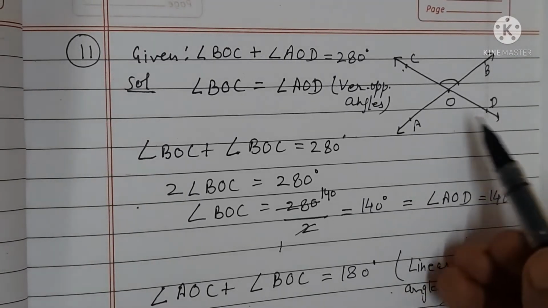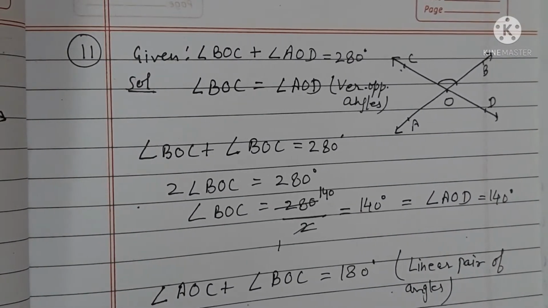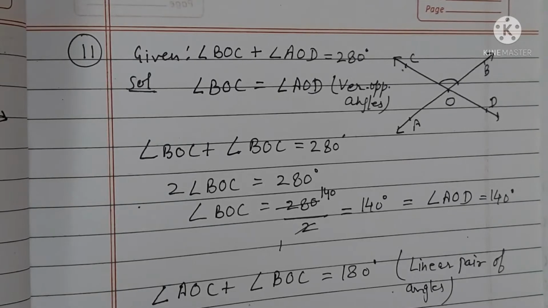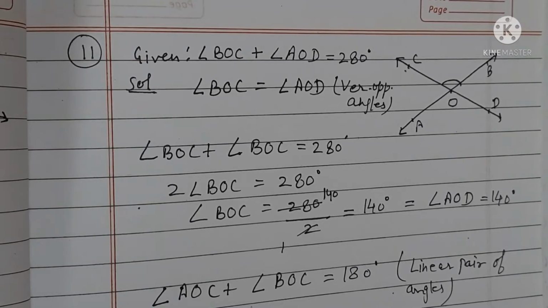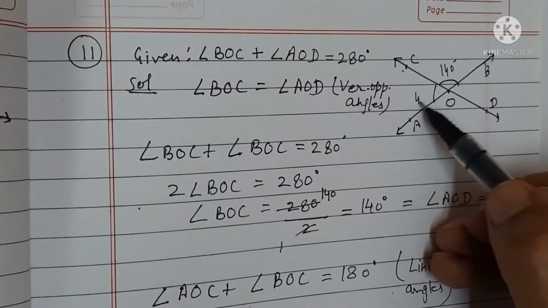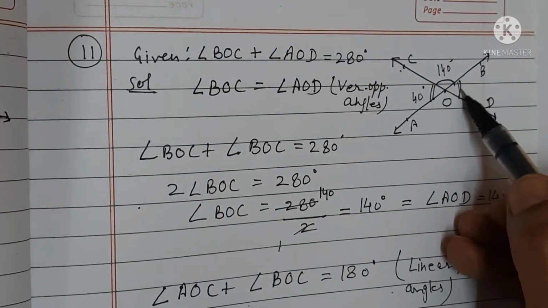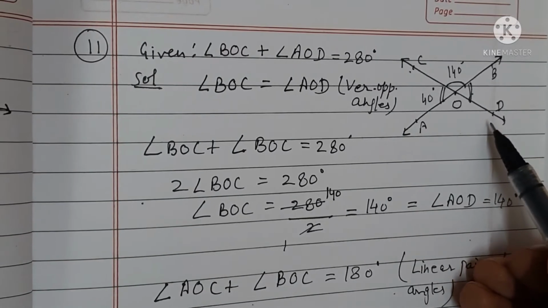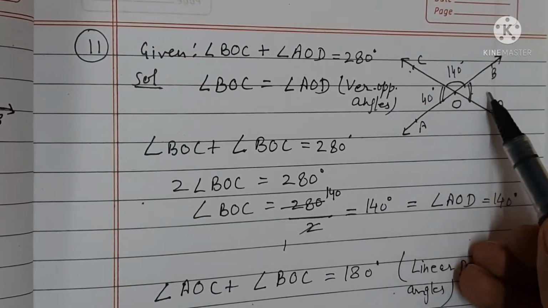Now angle AOC is not given, so right here angle AOC plus BOC, which is 140 degree, is equal to 180 degree. Now angle AOC is equal to 180 degree minus 140 degree, which is 40 degree. This angle you get 40 degree, this is 140 degree, this is 40 degree, and these are vertically opposite, so if it is asking in the question angle BOD, it becomes 40 degree.